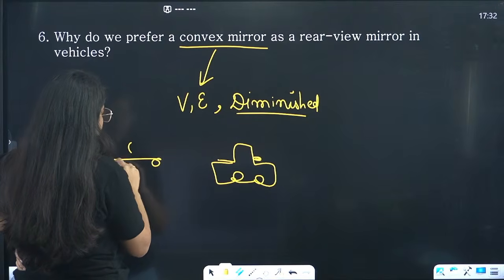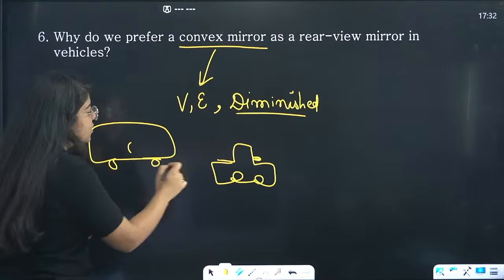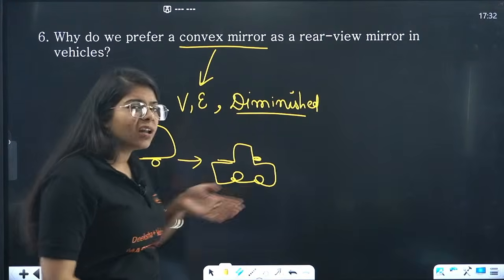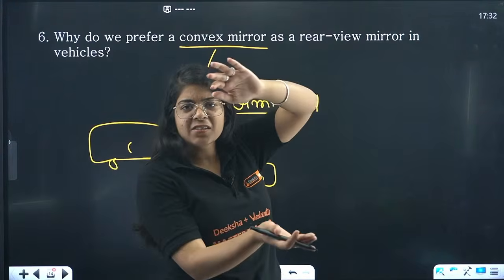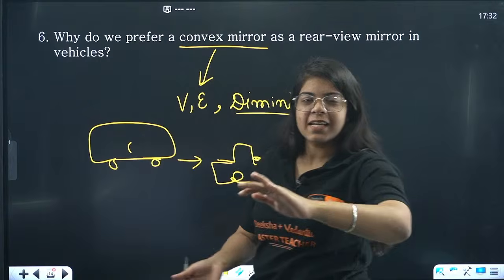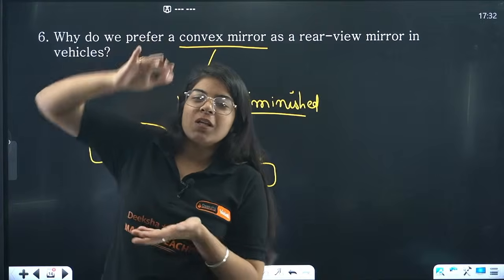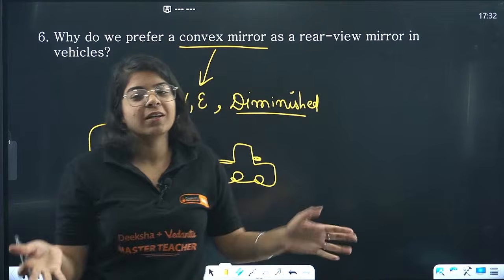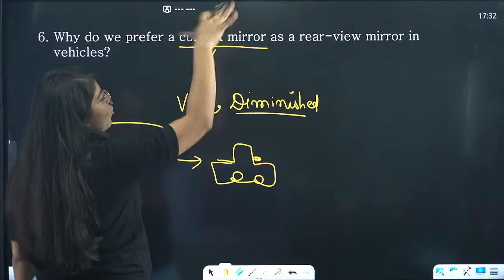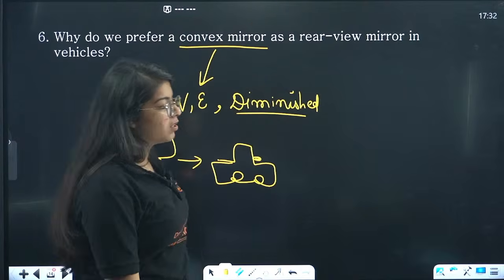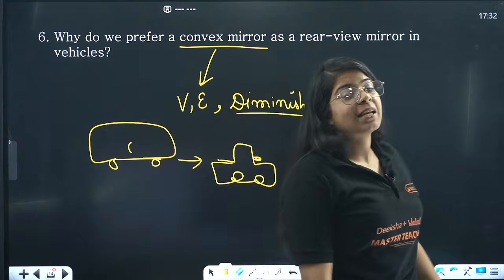A very big truck is approaching you, and you see the truck is upright, right? It's inverse. It's an inverted image. Will that work for you? Or imagine a truck coming towards you upside down. No, it won't, right? So concave mirror is out of the picture. We don't use concave mirror because it gives an inverted image.